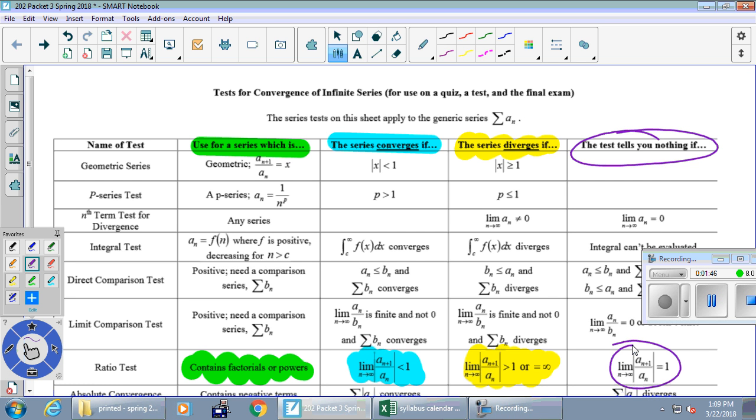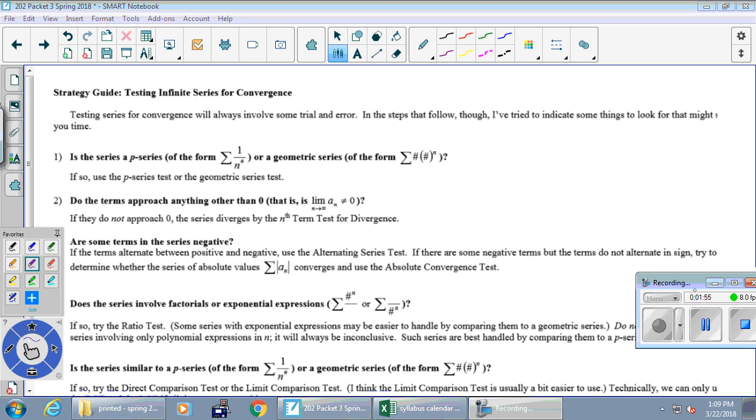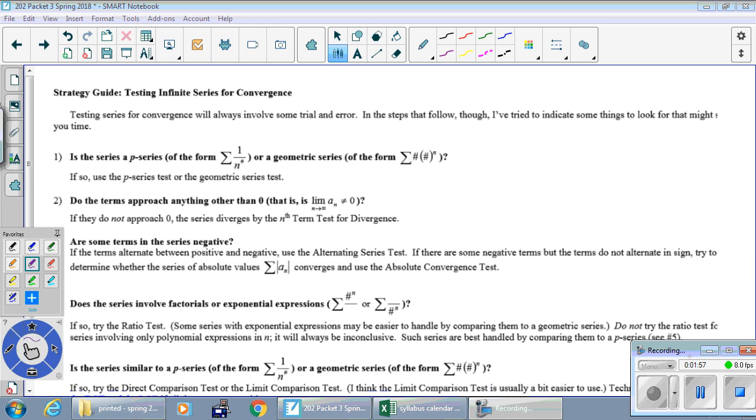All right, so here's our summary of how all of the different tests work. And on the back of this page is basically a flow chart. It's called the strategy guide, testing infinite series for convergence. This is our best effort at giving you a step-by-step decision process to decide which of the many different infinite series tests might be the appropriate ones to use, and in which order you should think about using them. We're not going to read everything on this page, but just get a rough sense of what the questions are and what order we should ask them.